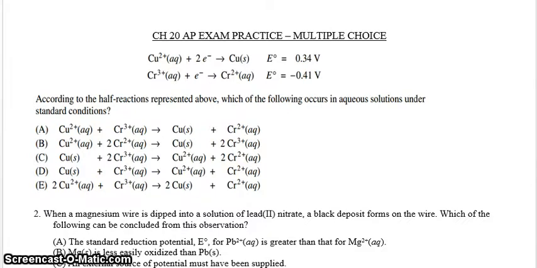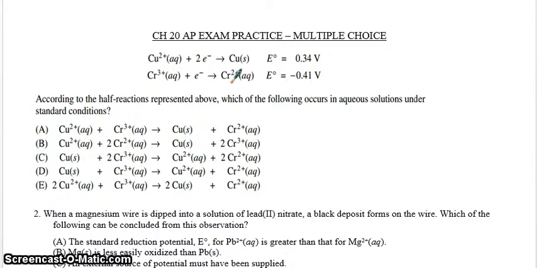The first one says we have two half reactions. We have copper being reduced. We have chromium being reduced down to chromium 2+, along with their standard reduction potentials. According to the half reactions represented above, which of the following occurs in aqueous solutions under standard conditions? Essentially, what we're saying is which one of these will be reduced, which one of these will be oxidized, and then how would we write the equation to represent that.